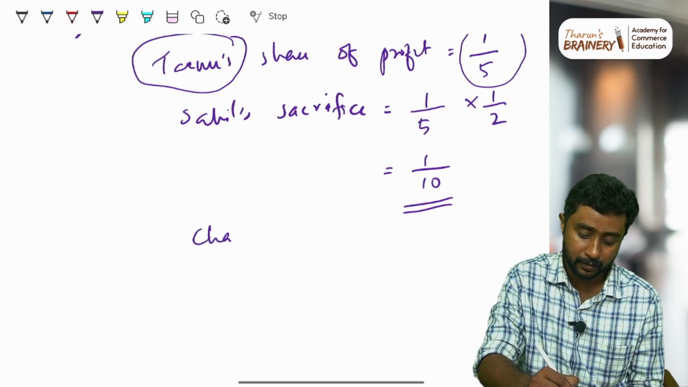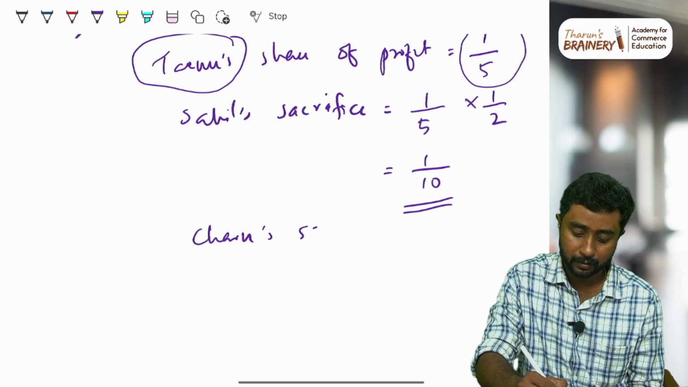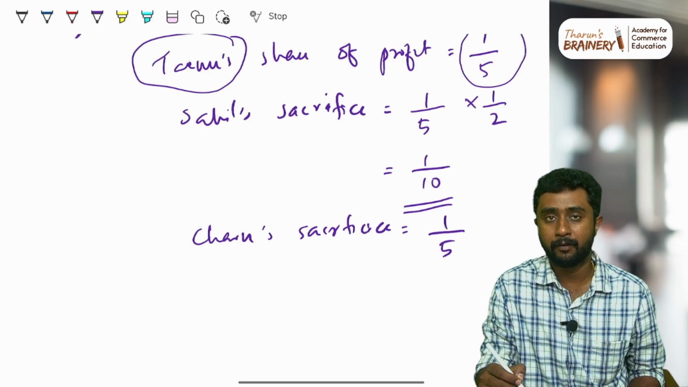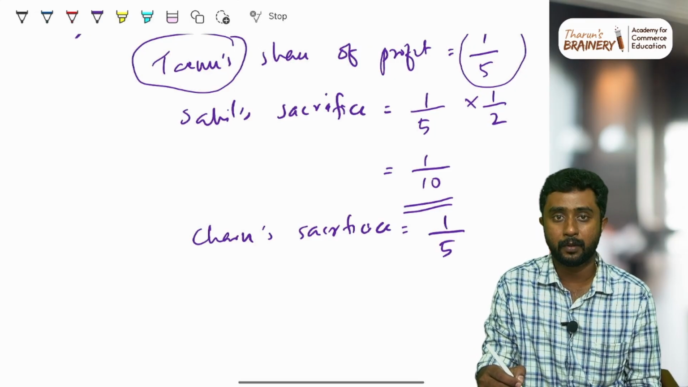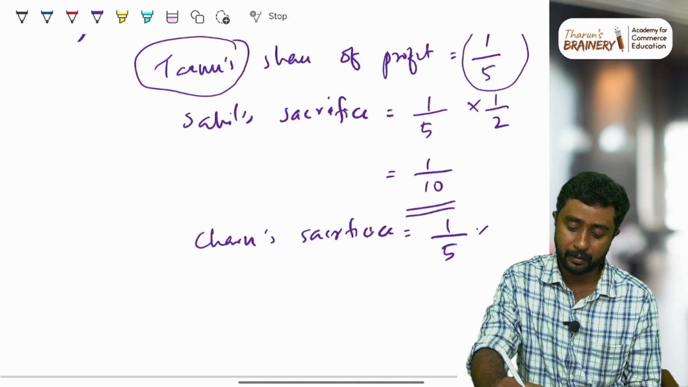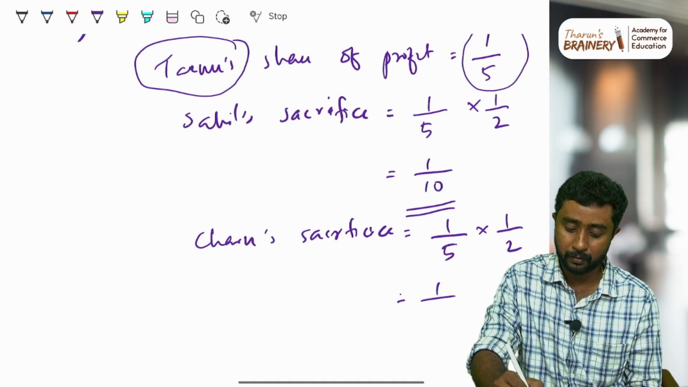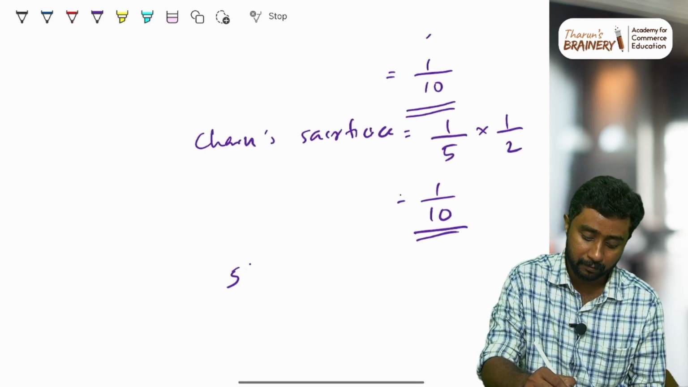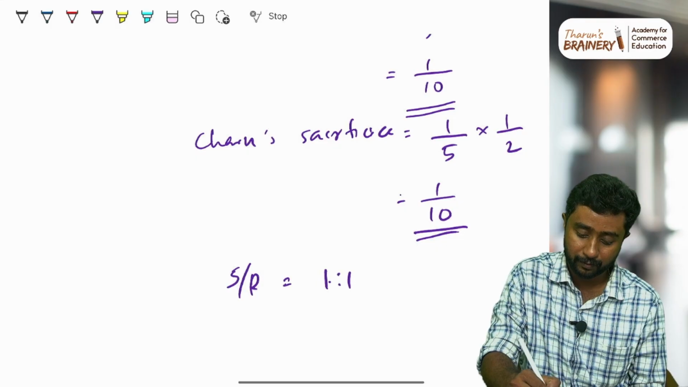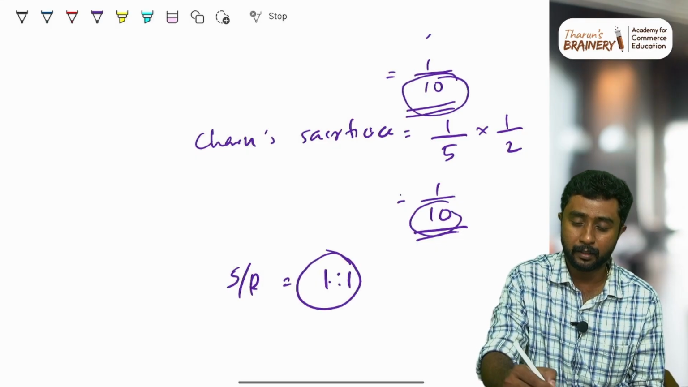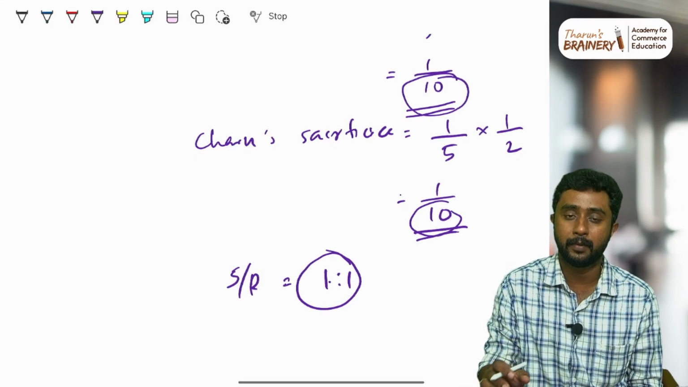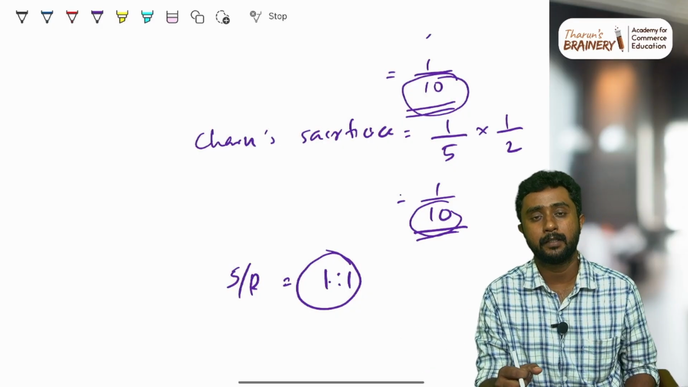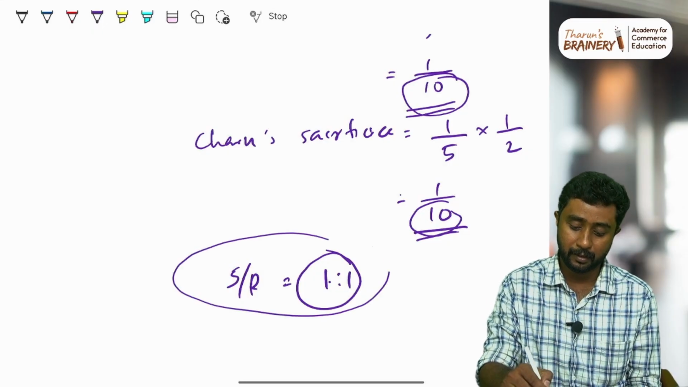Similarly, the next person is Charu. So Charu's sacrifice. How to calculate? 1 by 5, half came from Sahil, so the remaining half is coming from Charu only, right? So basically the same 1 by 5 into 1 by 2. Charu is also sacrificing 1 by 10. So both the sacrifices together we can put as 1:1. Why 1:1? Because the denominator of both the sacrifices is the same. If more than one person sacrifices, we can put it as a ratio. That ratio is basically called the sacrificing ratio, which is not actually required in this question.